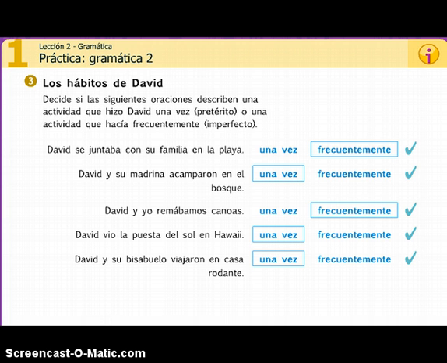David vio la puesta del sol in Hawaii. Vio is ver in the preterite, which is irregular. Remember, dar and ver are the rhymers. I picked una vez. Y David y su bisabuelo viajaron en casa rodante. Again, I got one of those aron endings, which is definitely preterite. Hopefully you got the same answers as me.